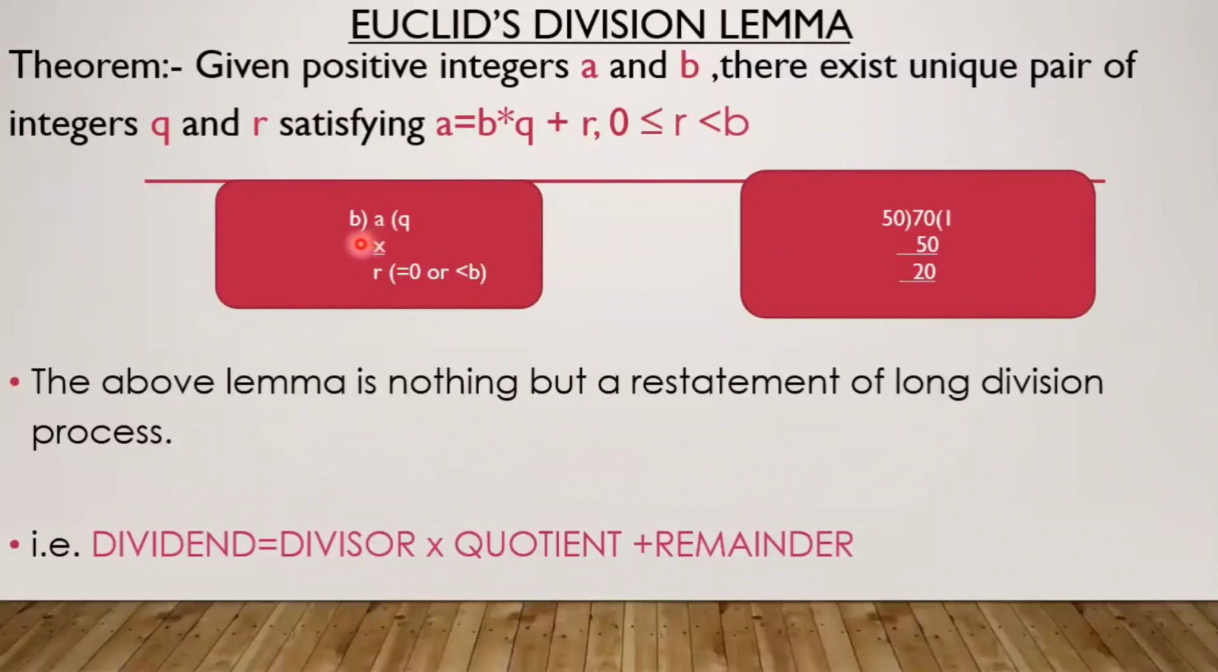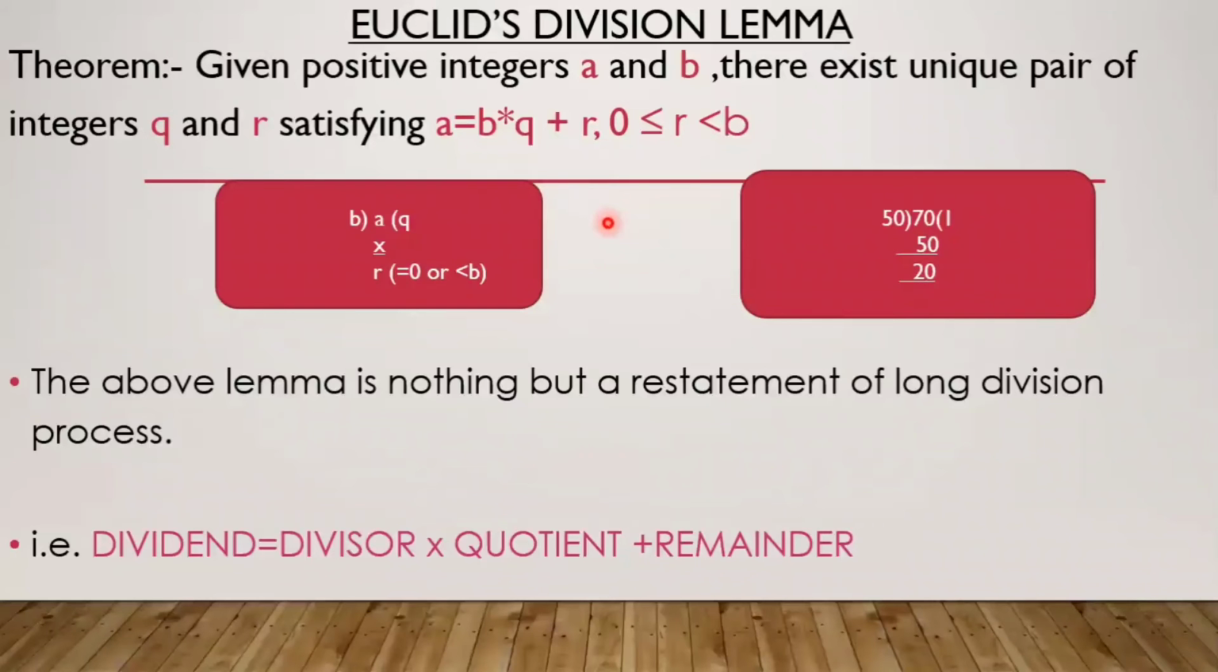That is, here a is divided by b. It leaves the remainder r, that is, r is equal to 0 or less than b. Here the quotient is q. For example, 50 and 70 are two positive integers. When 70 is divided by 50, it leaves the remainder 20. It is less than the divisor. 20 is less than 50.